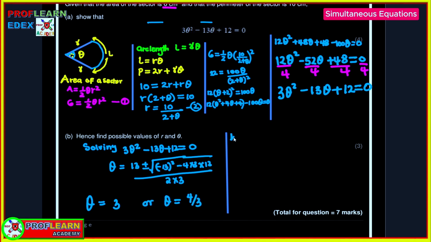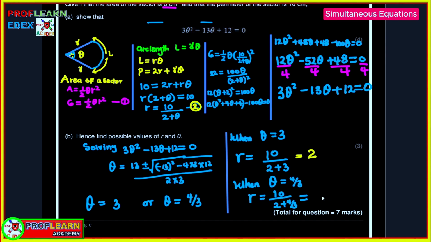Now, using the equation R equals 10 over 2 theta plus, we can substitute theta equals 3, and then we are going to get R equals 5. Rather, R equals 2, because 10 divided by 5 is 2. And when theta is 4 over 3, we can also substitute into this part, and we are going to get R equal to 3.